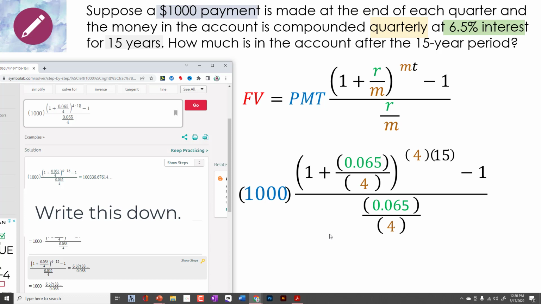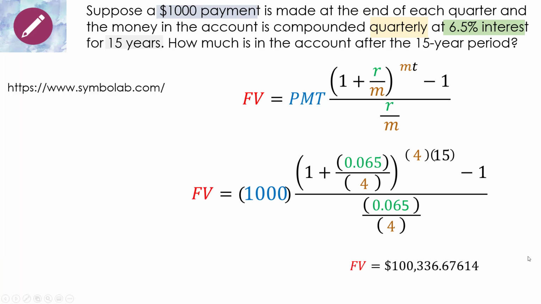Let's go back to the PowerPoint. We have $100,336.67614. We need it as money. We're going to round to 2 decimal places. So our answer is $100,336.68.